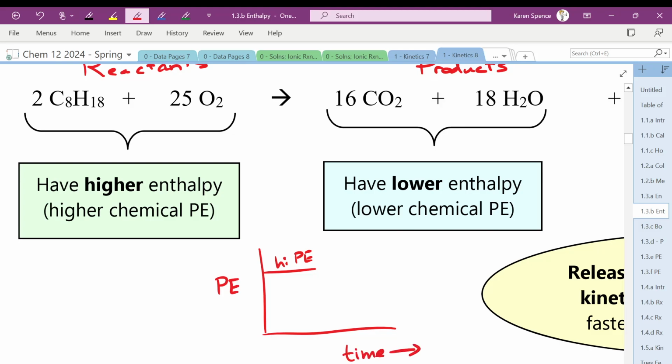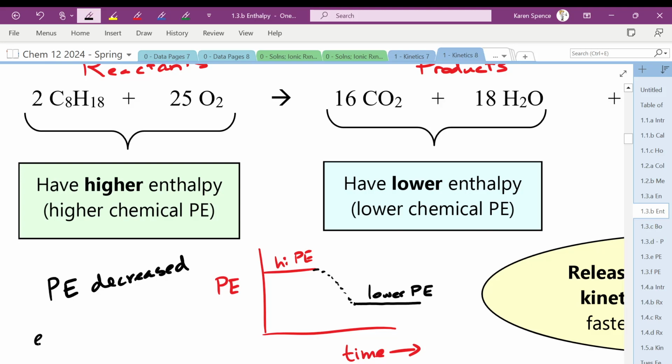Okay, so here's the time, potential energy. We started with the high potential energy, and we finished with a lower potential energy. So the potential energy decreased. Yes? Which means that the enthalpy decreased.